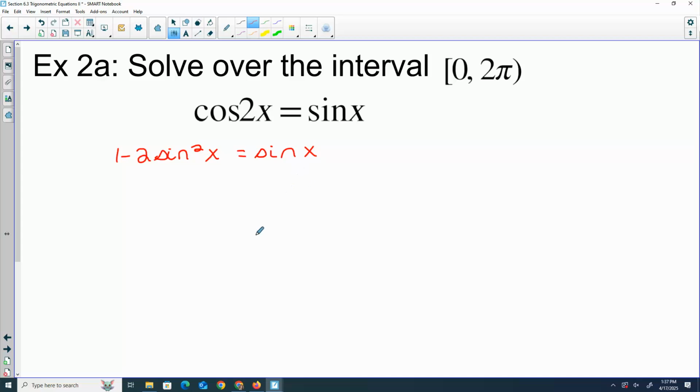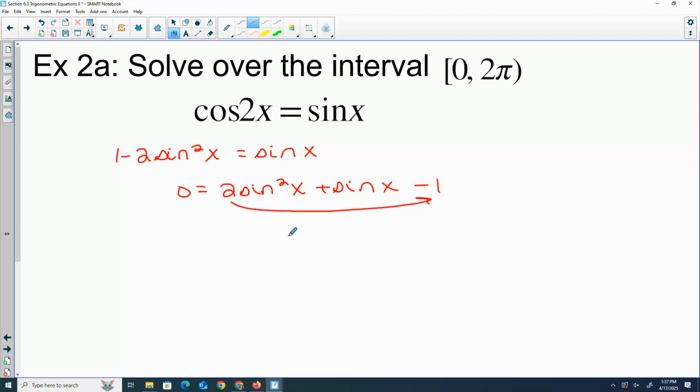If I do that, let's bring everything over to the right because I like my square term positive. So I add over my 2 sine squared x. Subtract my 1. This time my angle is just x. So are we going to have to worry about double or triple solutions or anything weird like that? No. So sometimes you might be able to use an identity to get rid of it. And then this is like our other problems that we've been doing.